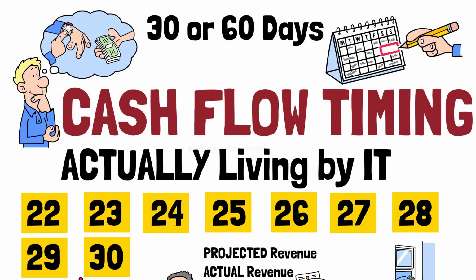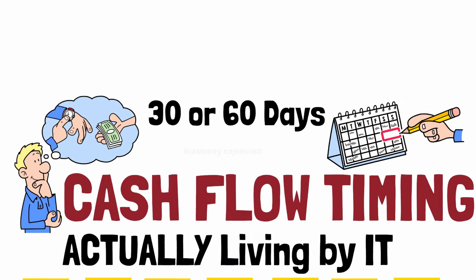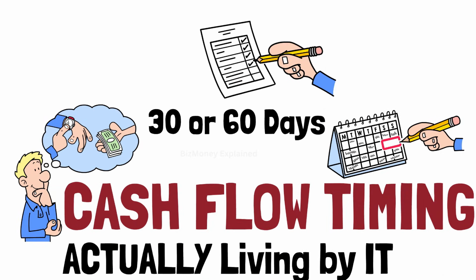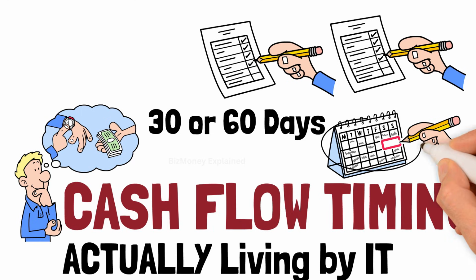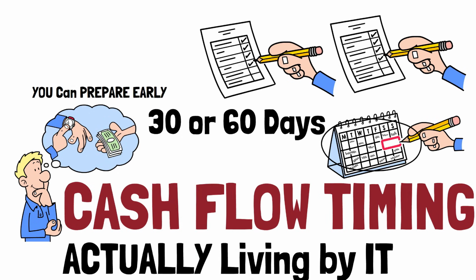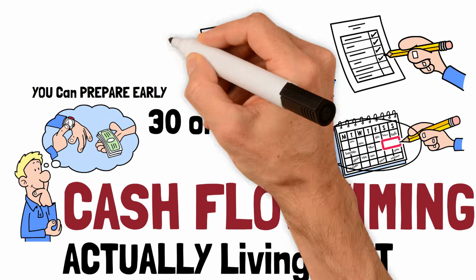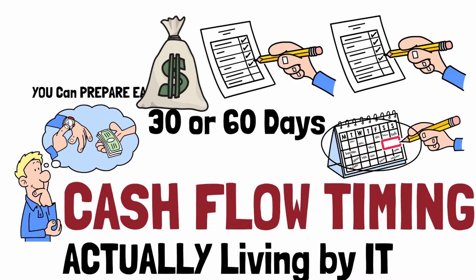List expected incoming payments by date. Then list fixed outgoing payments like rent, payroll, software subscriptions, loan payments, and taxes. This visual view immediately shows tight weeks in advance. If you see that week 3 of next month will be short on cash, you can prepare early by collecting receivables faster, negotiating vendor terms, or temporarily reducing variable expenses. This single habit separates stable businesses from stressed ones.